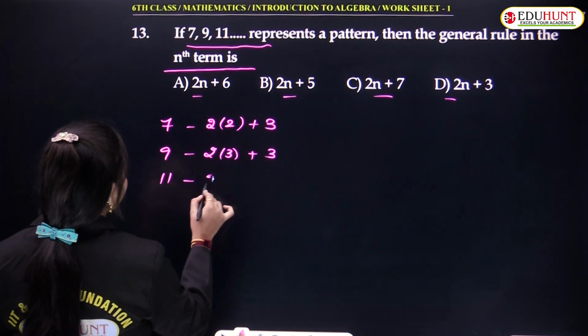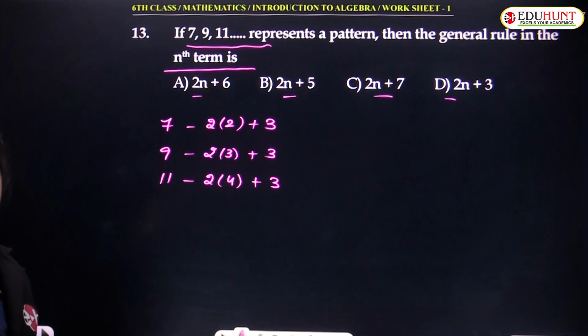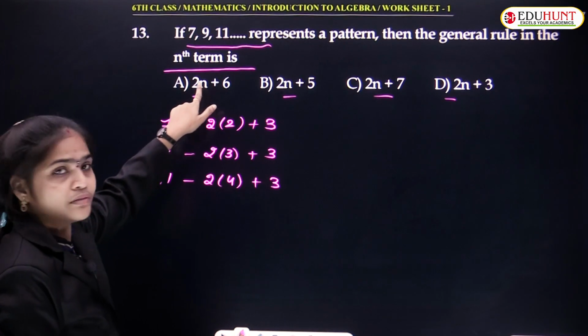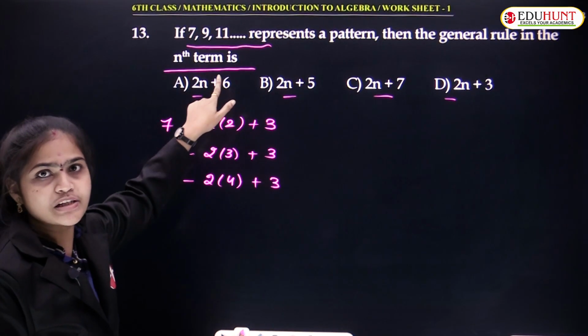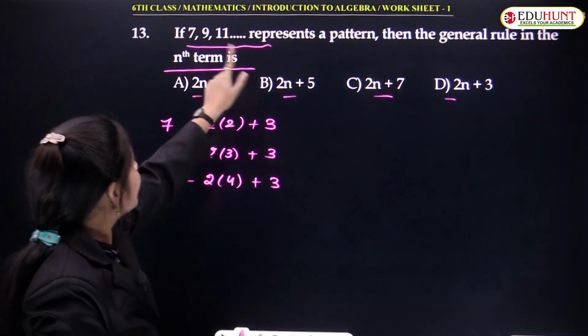Next, 2 fours are 8, plus 3. Shall we write like this? Okay, plus 3 condition. Here it is satisfying. Option A: 2 into 1 is 2, plus 6, which equals 8. But here the first term is 7, so it is not satisfying. Come to this one.